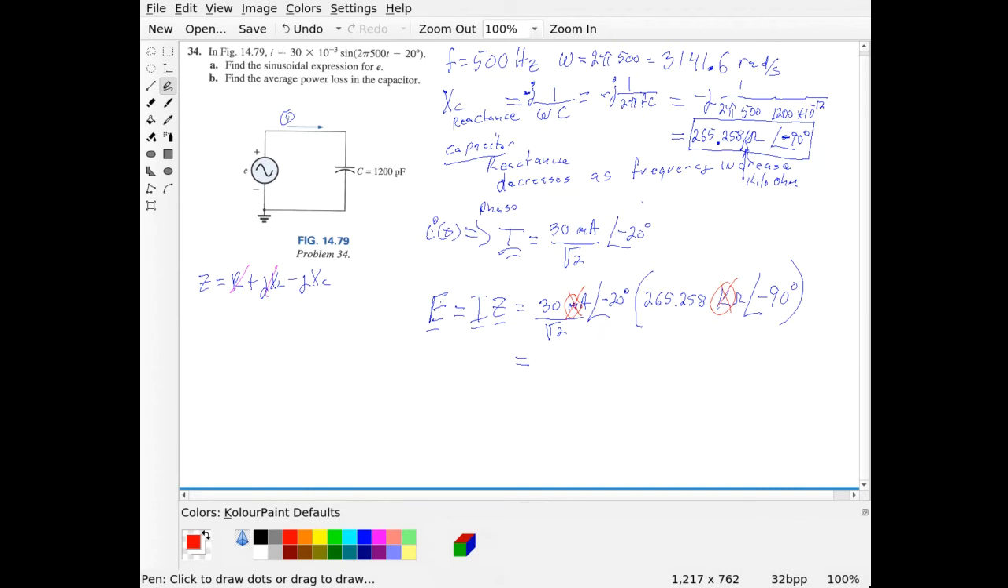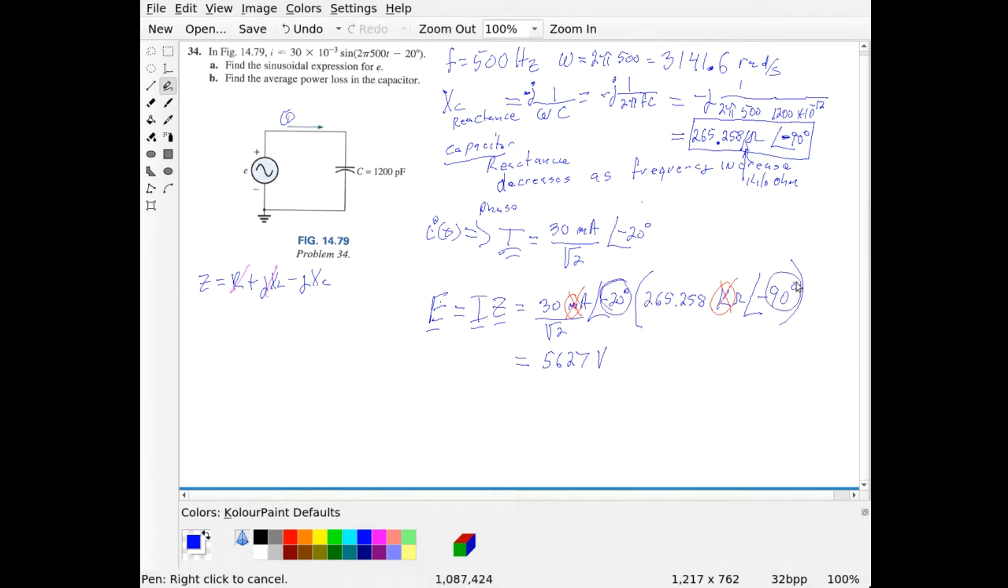Square root of 2, and that gives me 5,627 volts. And look at the angles.